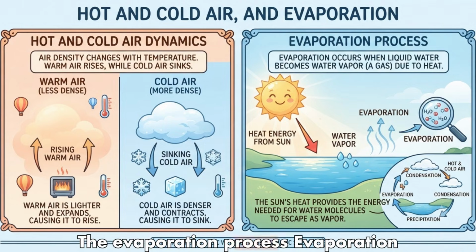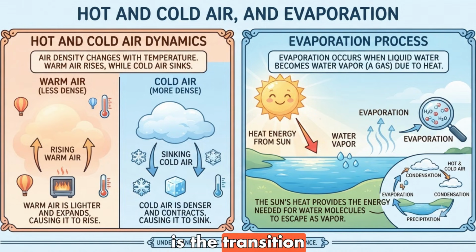2. The evaporation process. Evaporation is the transition of liquid water into water vapor, a gas, a key stage in the water cycle. The role of heat. The sun provides the necessary heat energy to power this process. Molecular escape. This heat energy gives water molecules enough power to escape the surface of a body of water and enter the atmosphere as vapor.